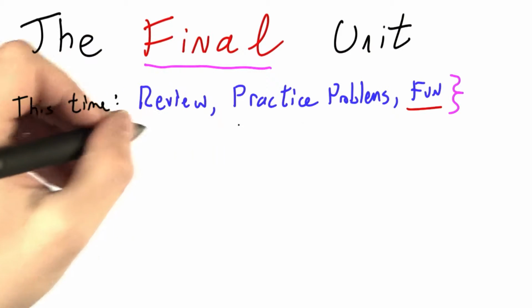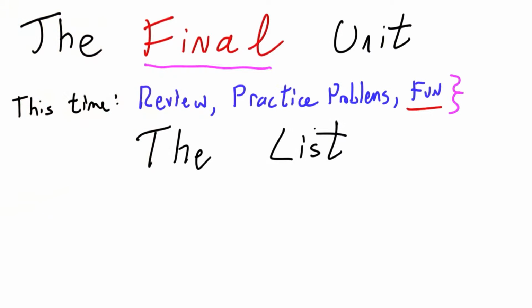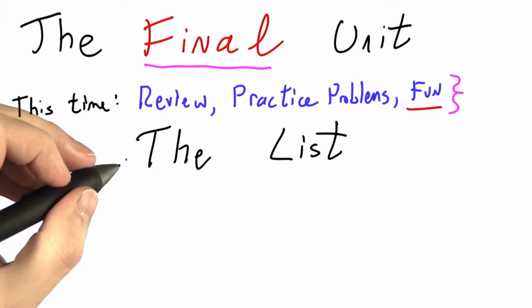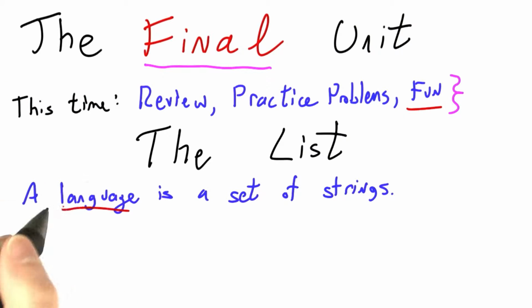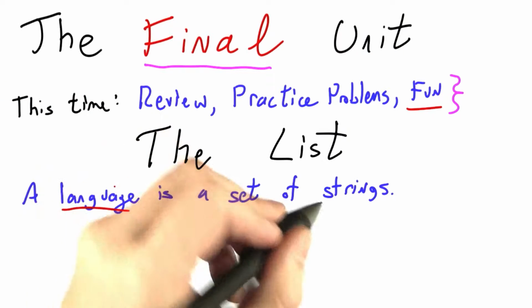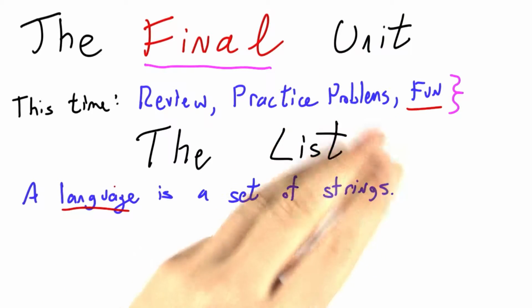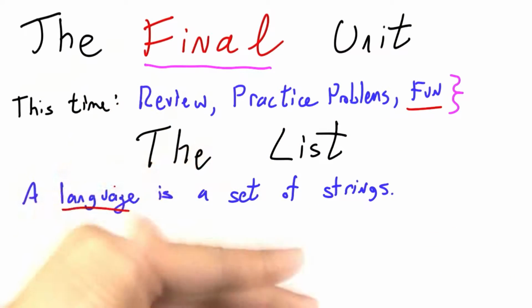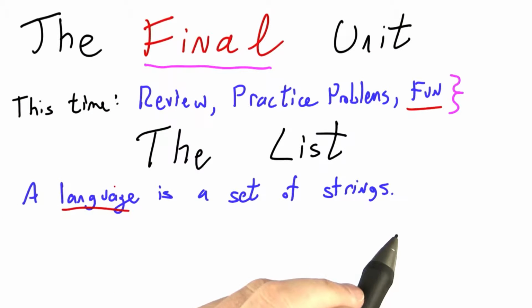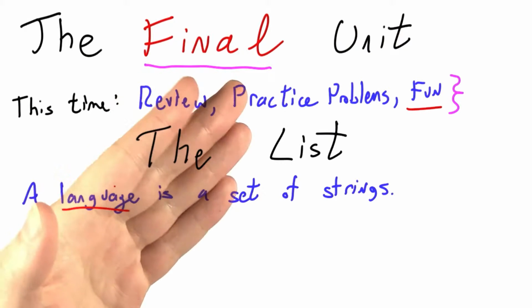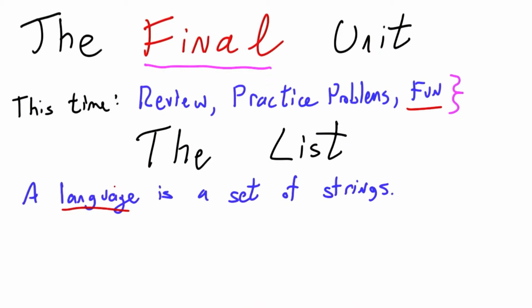But before we get going with practice problems, let us make the list. A high-level summary of everything you've learned thus far. We started off by introducing the concept of a language as a set of strings. Regular expressions, finite state machines, formal grammars, these all denote or accept or correspond to sets of strings. In fact, the set of all valid JavaScript programs is just a set of really big strings.